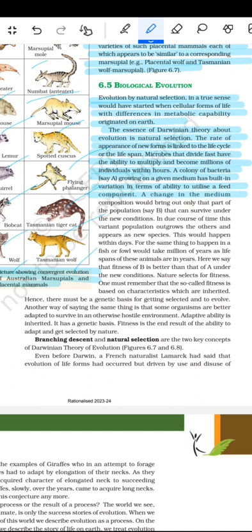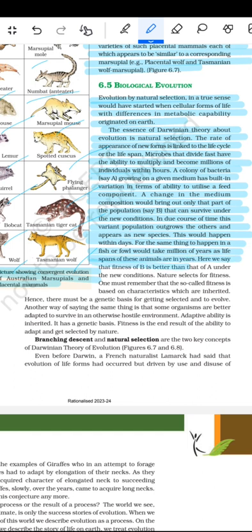A change in the medium composition would bring about only that part of the population, say B, that can survive under the new condition. In due course of time, this variant population outgrows the other and appears as a new species. This would happen within days. For the same thing to happen in a fish or a fowl would take millions of years, as the lifespan of these animals are in years.